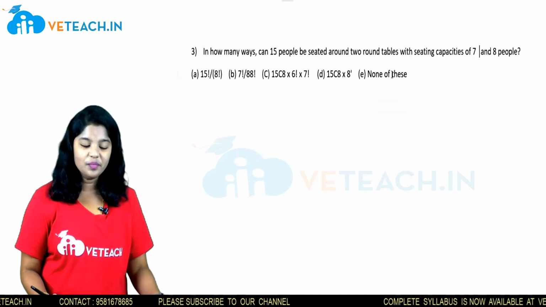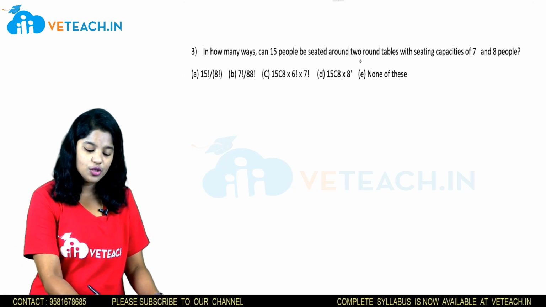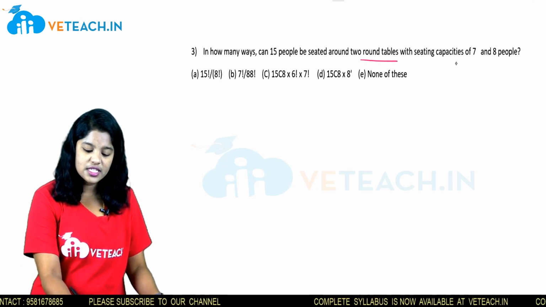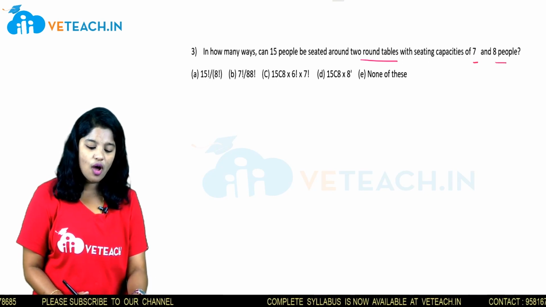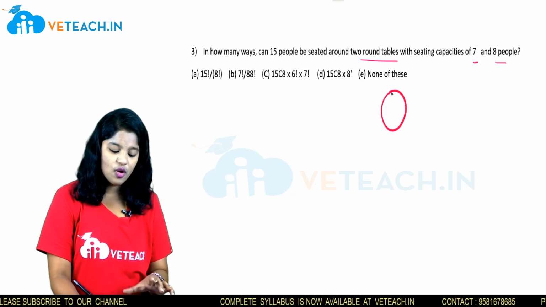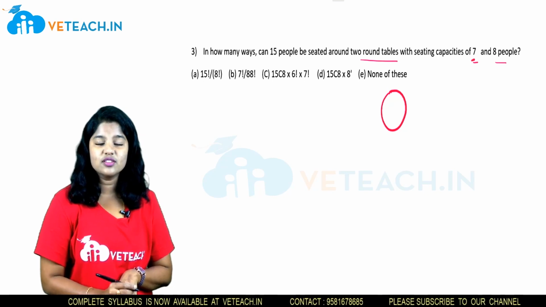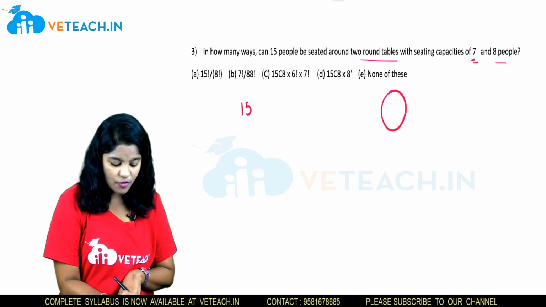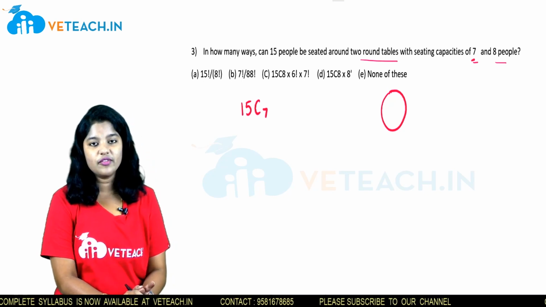See the next question. In how many ways can 15 people be seated around 2 round tables with seating capacity 7 and 8 people? First of all, let us consider the first round table. In this first round table, out of 15 people, I am selecting 7 people to be seated. So out of 15 people, 7 people can be selected in 15C7 ways.